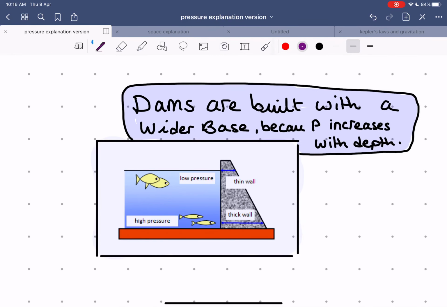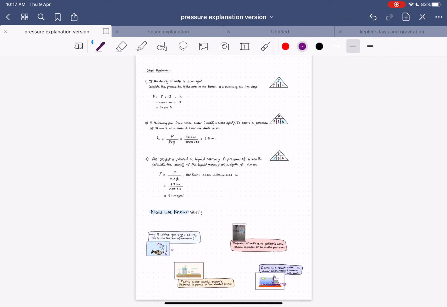And last thing, the dams are built with a wider base. That's because as we go deeper, pressure increases, and so the water particles here will have a very high effect compared to the water as we go up. And it's very important to make a thicker wall, or else over a very long period of time, water particles here would be able to crush the dam. So engineers build the dams with a wider, thicker wall at the bottom, or at the base.